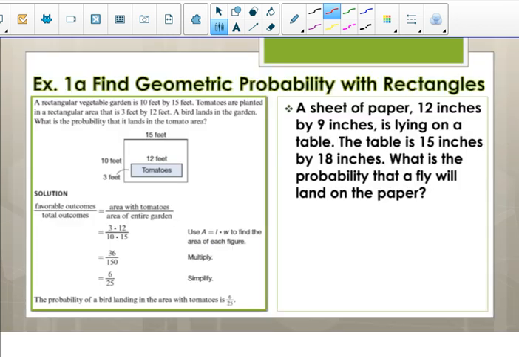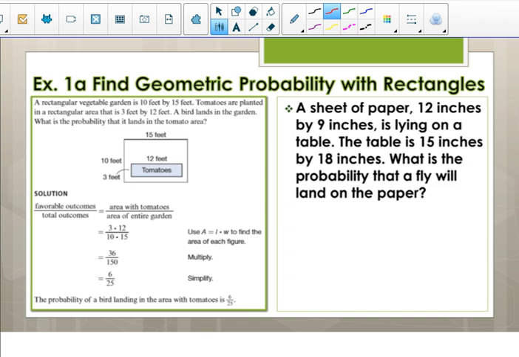Let's take a look at example 1a. Find geometric probability with rectangles. So you can see an example on the left-hand side here. They're comparing the tomato section of a garden with the whole garden and finding the probability that a bird lands in the tomato section. We're going to do one with a sheet of paper that's on a table, where we ask what is the probability that the fly will land on the paper.